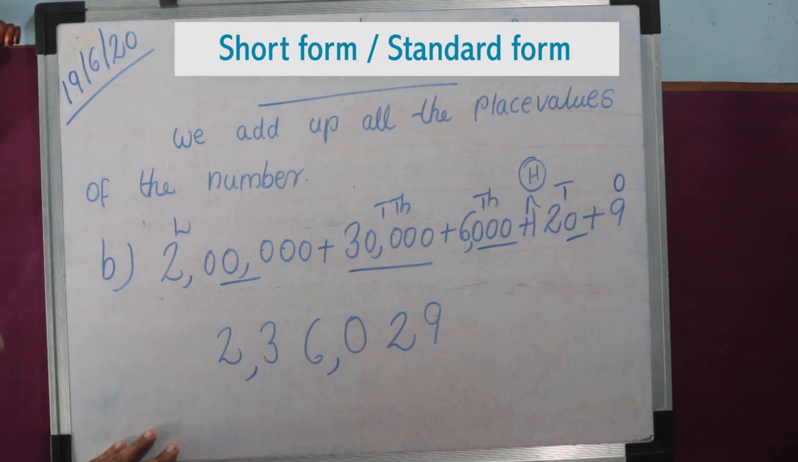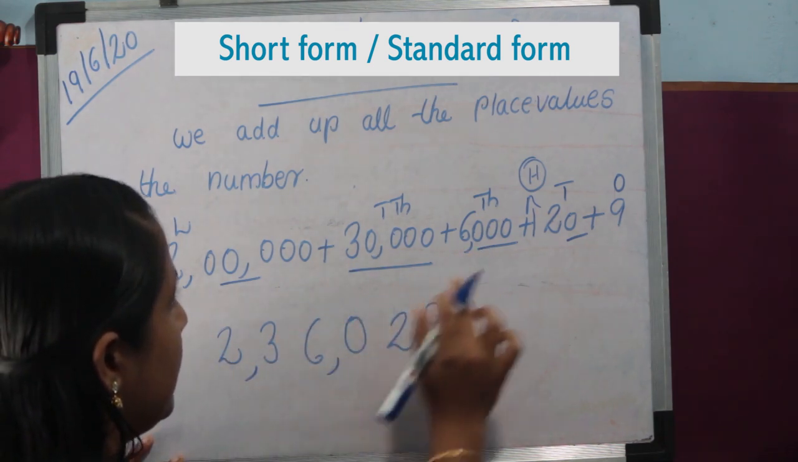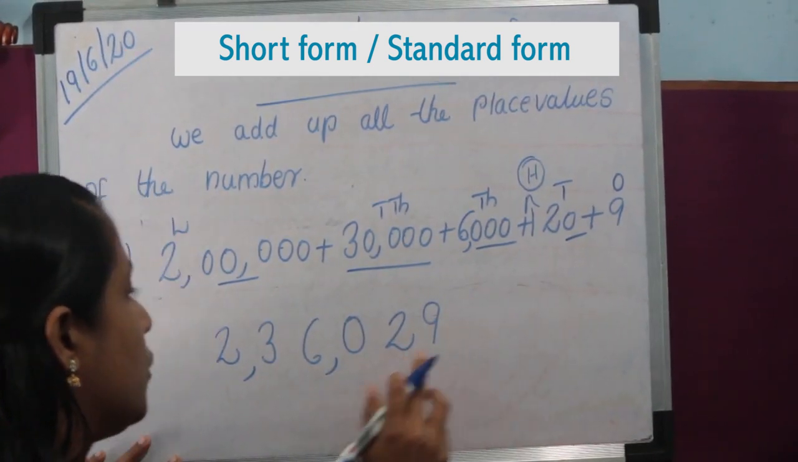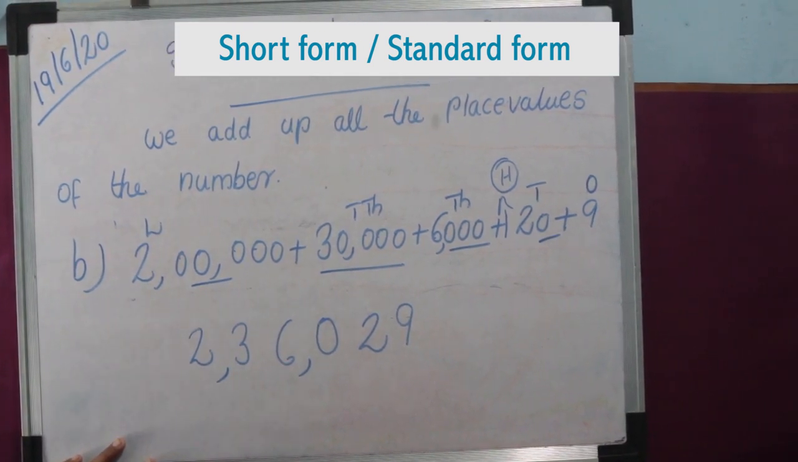Once more I explain this problem. 2 lakh plus 30,000 plus 6,000 plus 20 plus 9. First we write the places: ones, tens, our 100 is missing, 1,000, 10,000 and lakh. For the missing place we put 0. So we write the numbers only, not the places. The numbers are 2, 3, 6. Then 100 is missing, so we write 0. Next is 2, 9. So we got the answer 2,36,029. So we get the short form of the given expanded number.